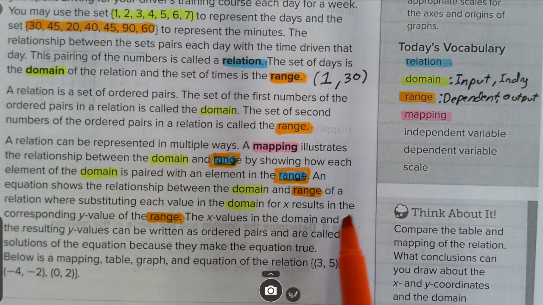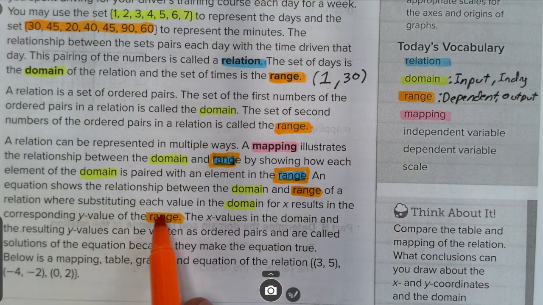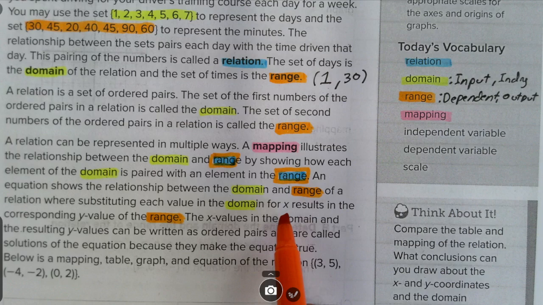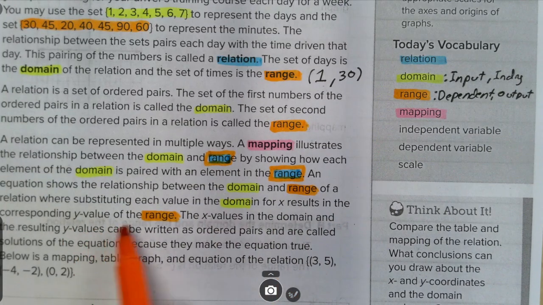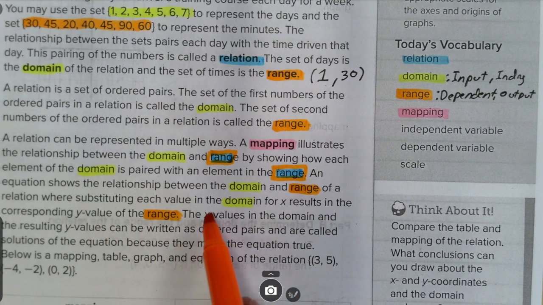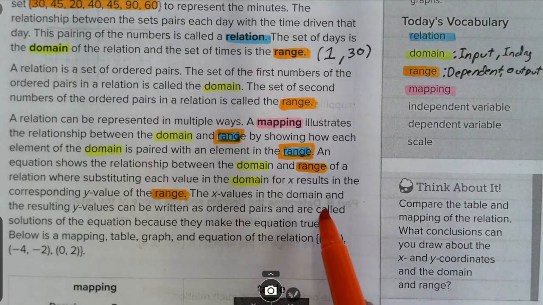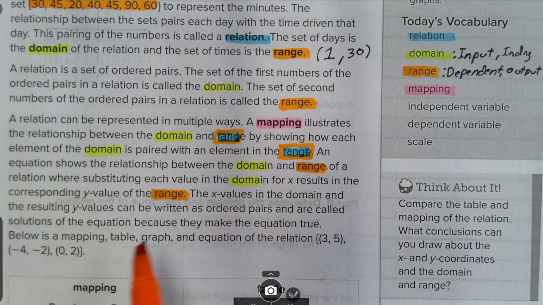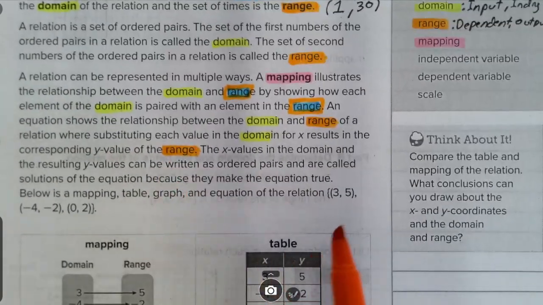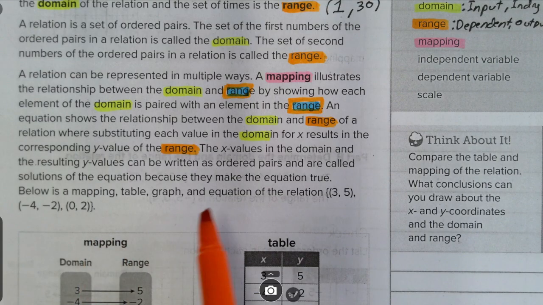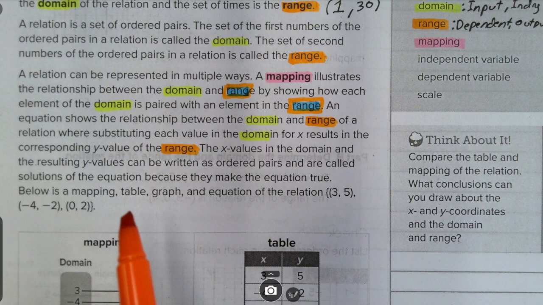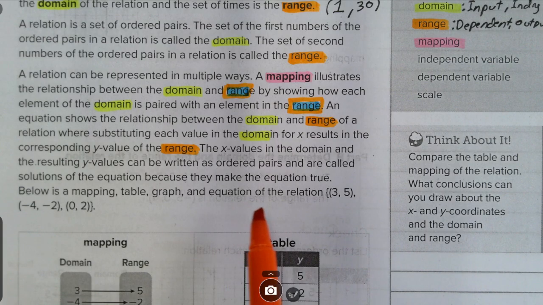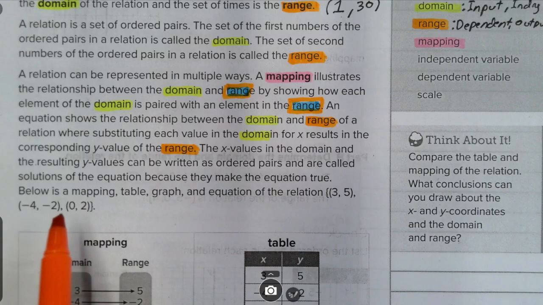It is a relationship where substituting each value in the domain for x results in the corresponding y value of the range. The x values in the domain and the resulting y values can be written as ordered pairs and are called solutions of the equation because they make the equation true. Below is a mapping, table, graph, and equation of the relation (3, 5), (-4, -2), (0, 2).